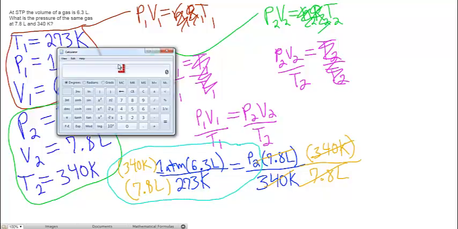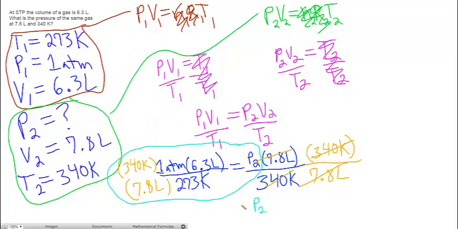If we use our calculators, 340 times 1 times 6.3 divided by 7.8 divided by 273 equals, pressure 2 equals roughly 1.01 atm, because our liters canceled out, our Kelvin canceled out, and we're left with this atm, which we put in our answer.